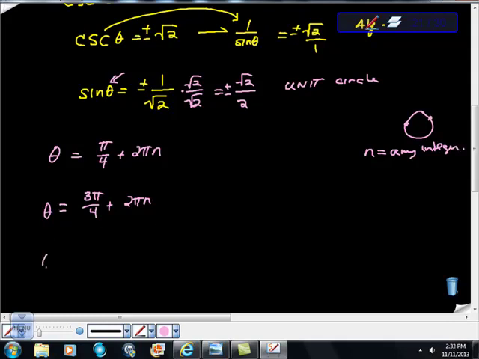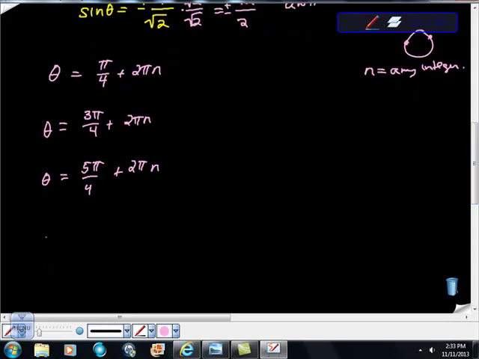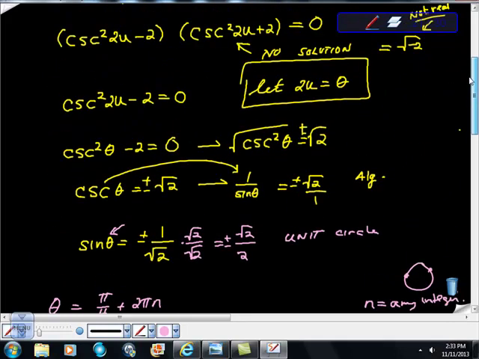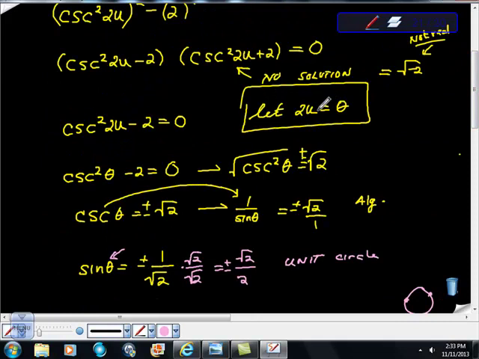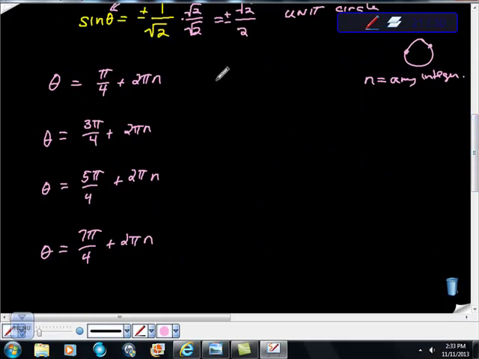So theta equals that. Theta equals 5 pi fourths plus 2 pi n. And lastly, theta equals 7 pi fourths plus 2 pi n. And you're like, thank God, we're done. Yeah, but we're not, because we have to go back. Remember, we traded in this value to keep us from getting too confused. It says let 2u equal theta, and therefore we have to go back and say theta equals 2u.